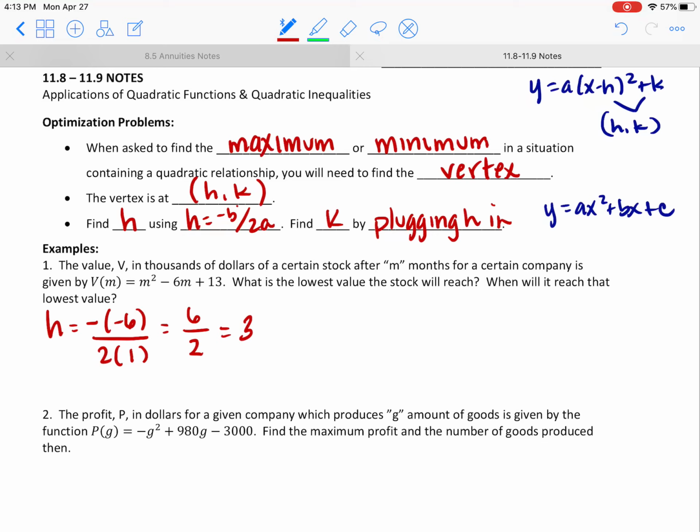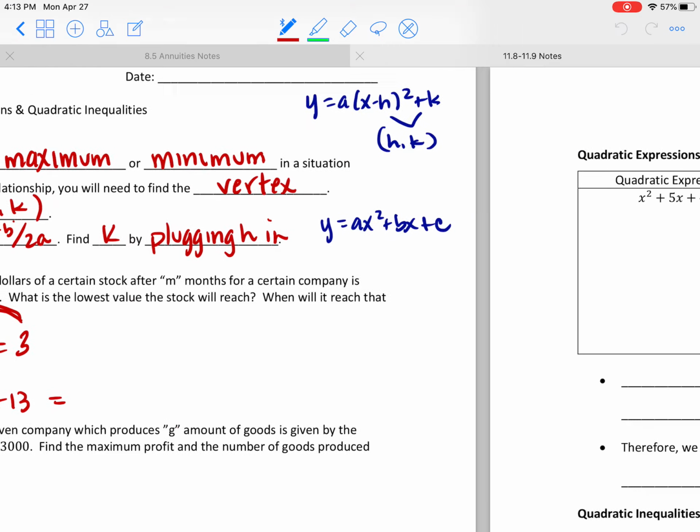So negative b, well, b is a negative 6. And then 2a, well, a is positive 1. That gives me a positive 6 over positive 2, which is 3. So that's the first half of the vertex. I'm going to find the other half by plugging that in.